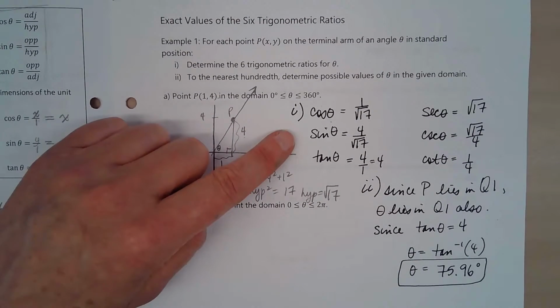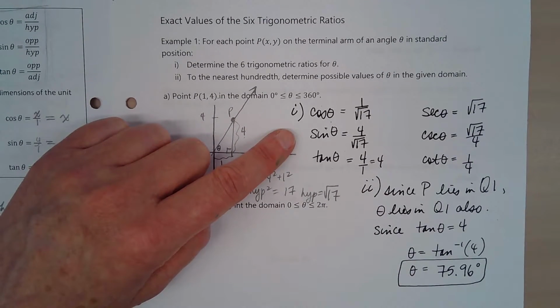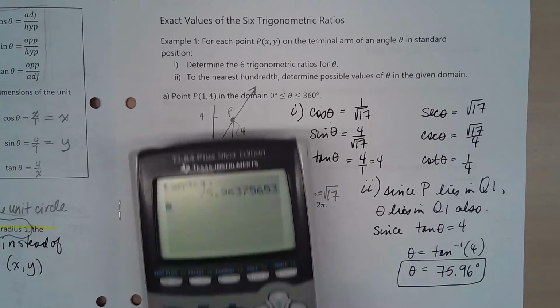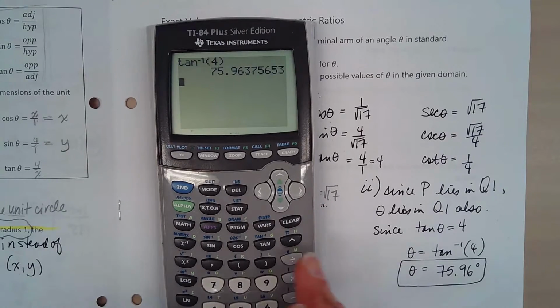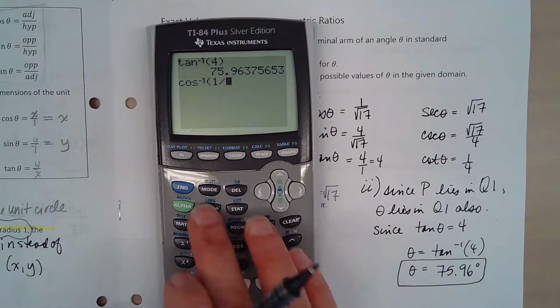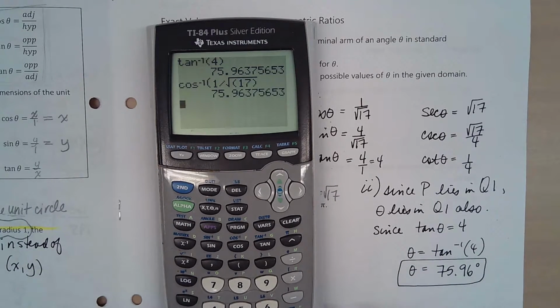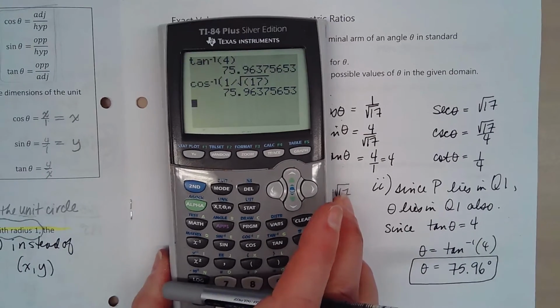What if you wanted to use cos instead? What would you do? Shift cos, 1 divided by root 17, right? Let's see what that gives us. That should work. Same answer, right? It doesn't matter which ratio you pick.